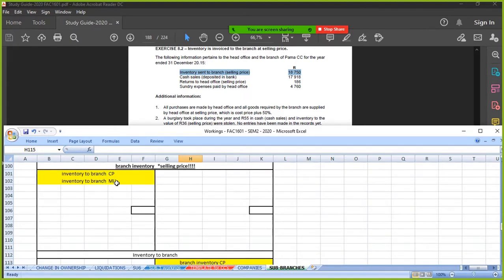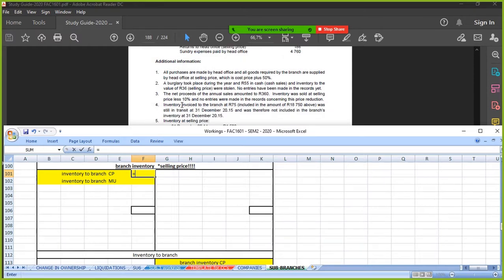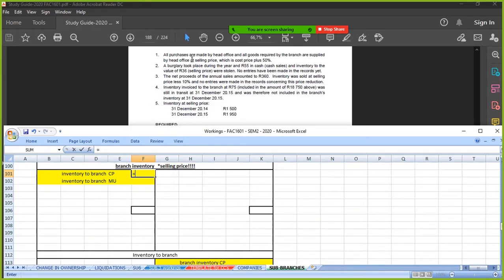Okay, so I've got cost price. How do I work out cost price? Well, I was given the selling price. I need to know what markup we have in the question. Okay, additional information. All purchases are made by head office. All goods required by the branch are supplied at selling price, which is cost plus 50%. There it is.